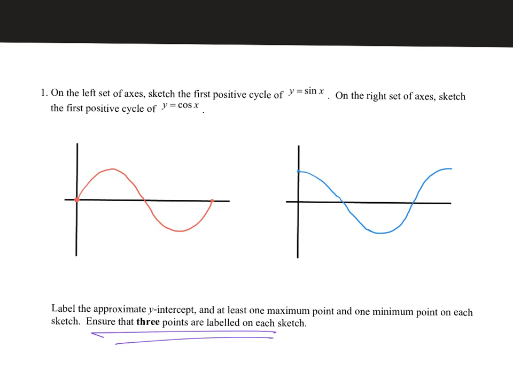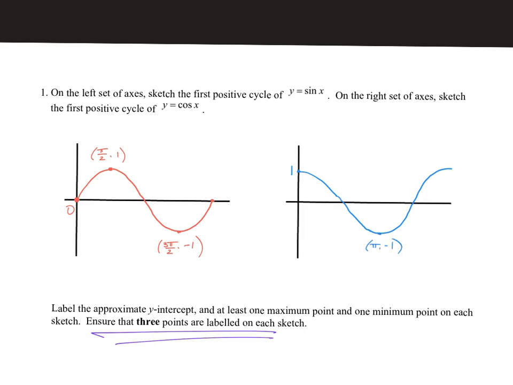So, if we take a look at the first one, we know that this maximum would occur at pi by 2 and 1. We know that this minimum would occur at 3 pi by 2 and negative 1. I have a max, I have a min, I don't have my y-intercept. My y-intercept is 0. There you go. I have 3 points labeled, and I have those specific 3 points. On my cos graph, I have my y-intercept labeled, and this minimum occurs at pi, negative 1.